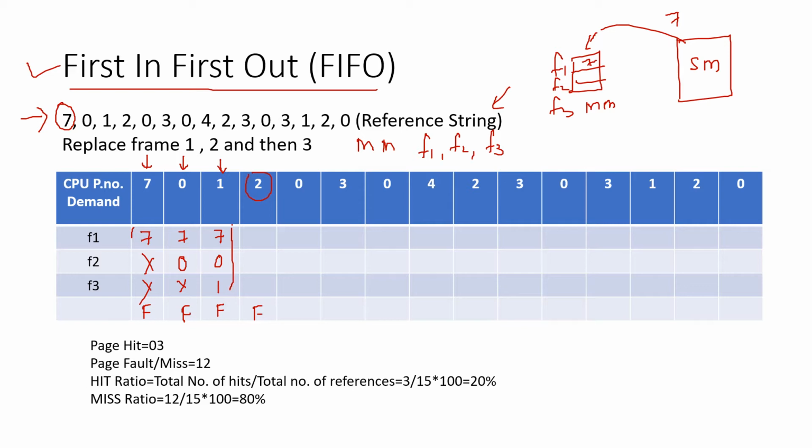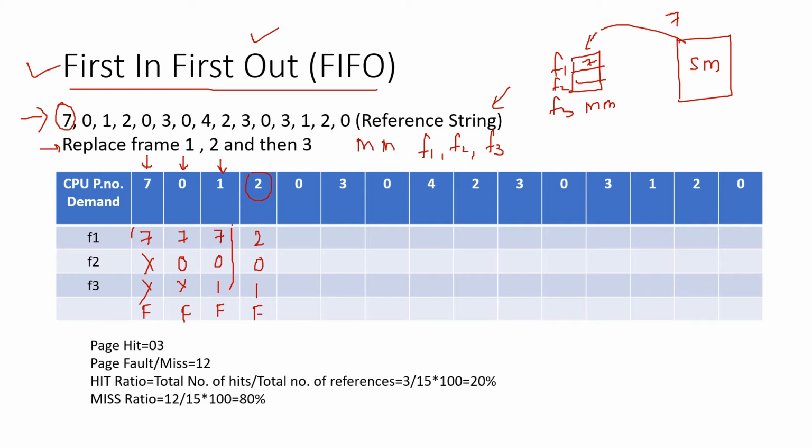Now the next step is I have to replace one of the frames by 2. Which to replace? What is the name of the algorithm? First in, first out. So which one is the first one? Frame 1 is the first one. So you have to replace frame 1 by 2, and the remaining will be as it is.